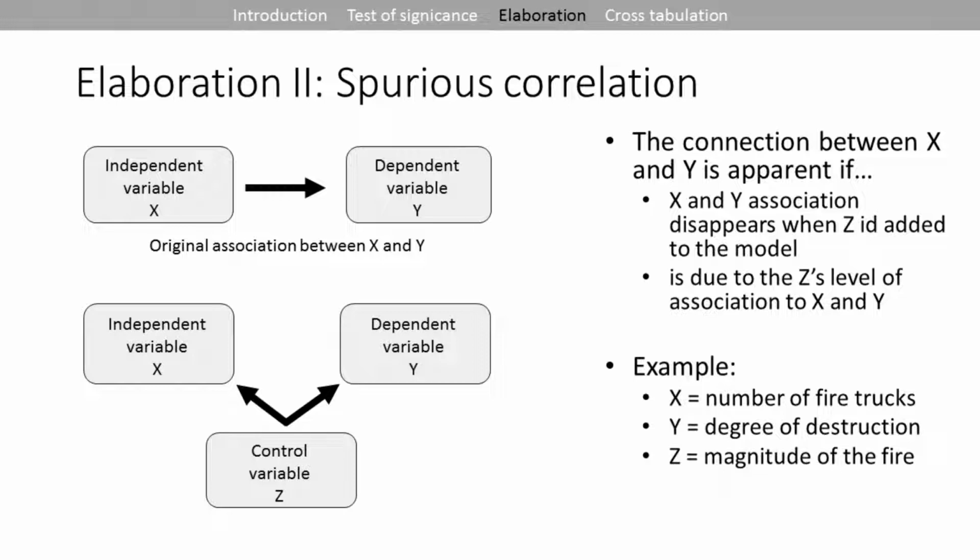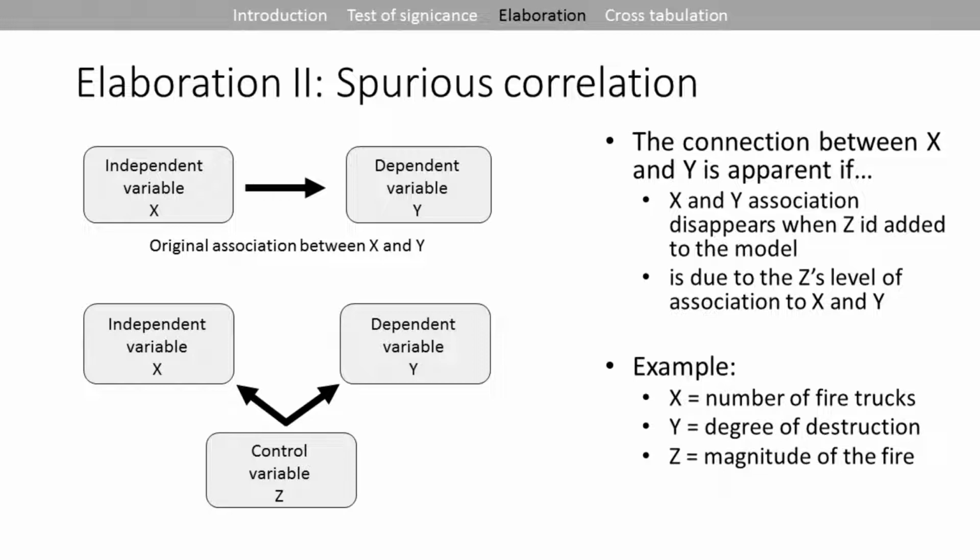Now visualize in your head that there is some kind of fire going on somewhere, and there is a number of fire trucks coming on the scene. There is, of course, not an association between the degree of destruction and the number of fire trucks itself. The fire trucks don't cause destruction, so to speak, but we have the magnitude of fire, and that magnitude of fire will determine the number of fire trucks which are going to come onto the scene and the degree of destruction.